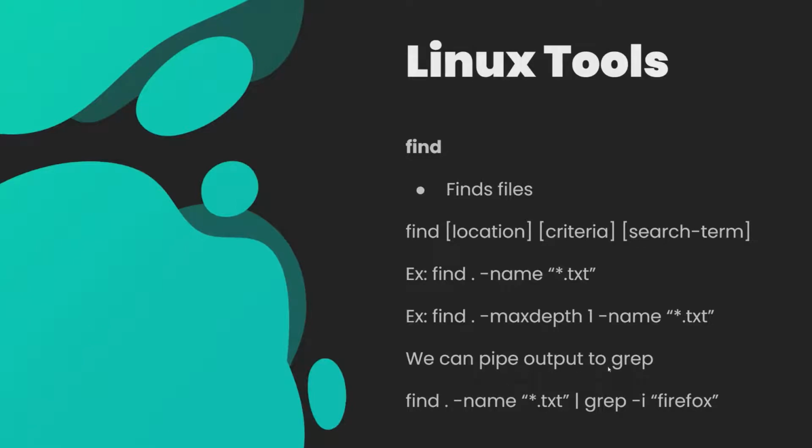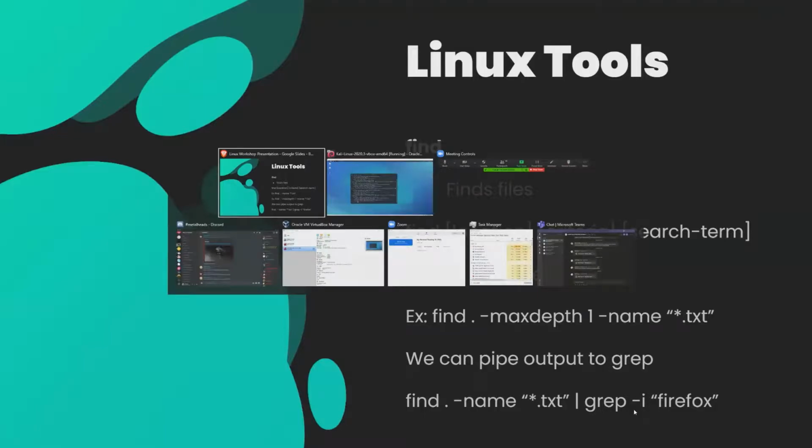And we can also pipe the output to grep as well. So let's say I wanted to find inside of the current directory and below any files that end in .txt. I would pipe that out to grep, and I can specify the particular text. Okay. All right. Let's say I wanted to find files that end in .txt that pertain to Firefox. I will show you that real quick.